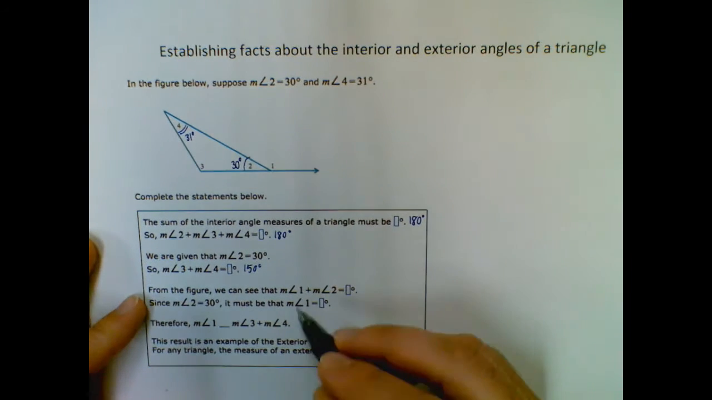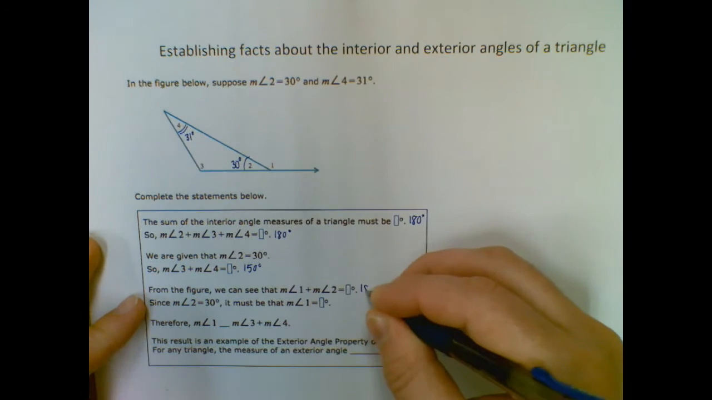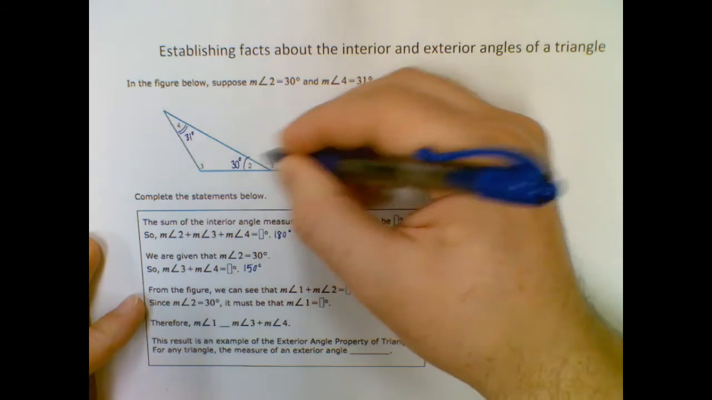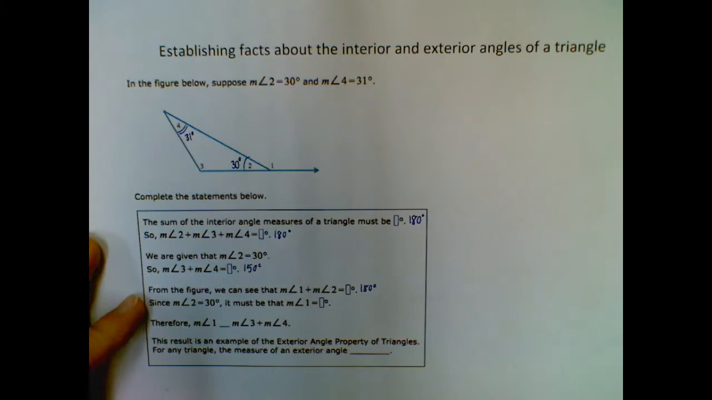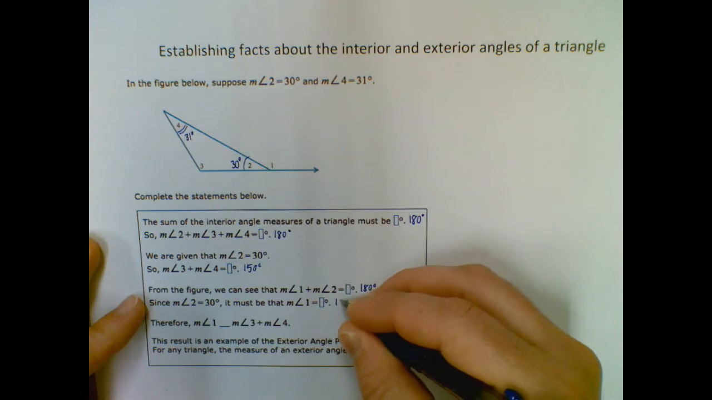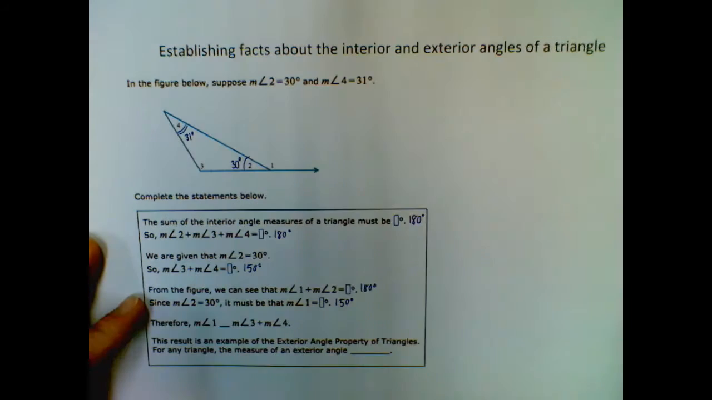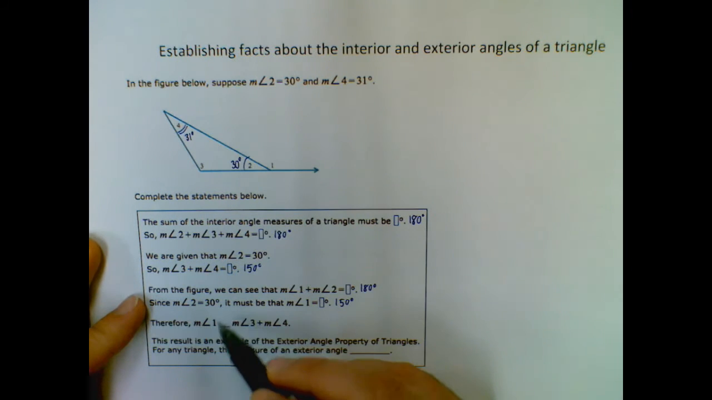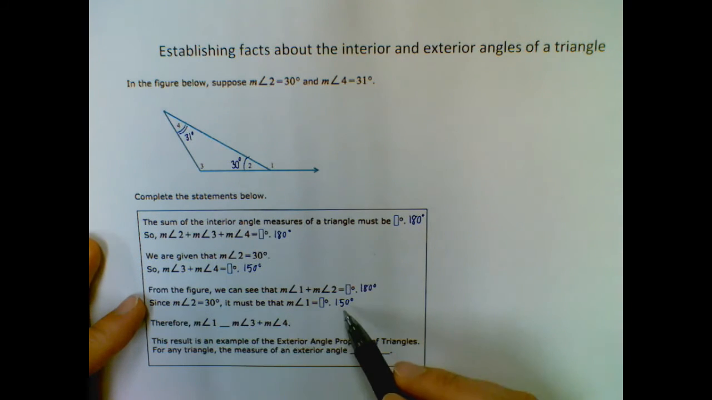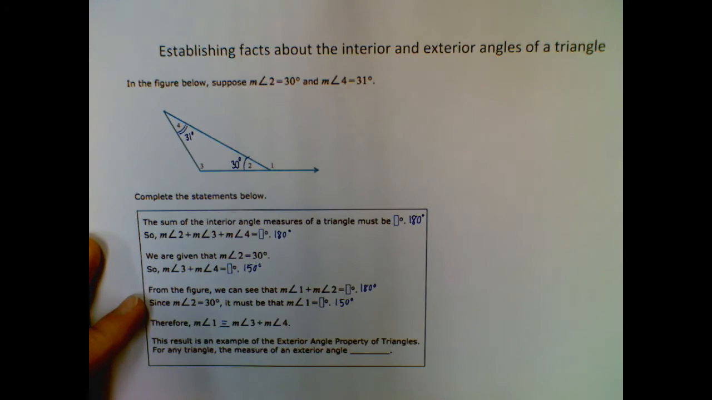From the figure, we see that the measure of angle 1 and angle 2 here have to equal 180 degrees, right? Because they are a linear pair, they make a straight angle. So, since the measure of angle 2 is 30, angle 1 must be 150 degrees. Same logic. I took the 30 out here, so 150 is left over. Looking at this, how is the measure of angle 1 related to the measures of 3 and 4? So this is 150, that's 150. So they have to be equal.